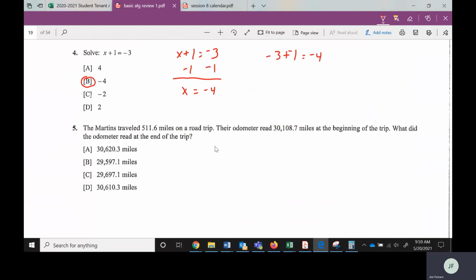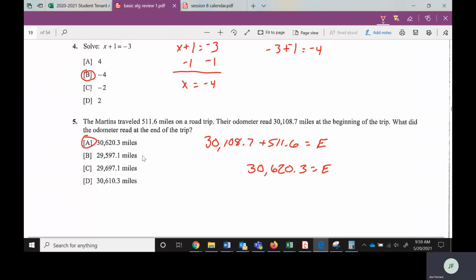Okay. If I just go in order again, at the beginning, we started with this. Then we traveled this far. And we want to know, well, how much was there at the end? Well, all you do is add these two together. By the end of the trip, that's how many miles we had. Again, it's letter A. Okay. One more problem. Go to number 17.